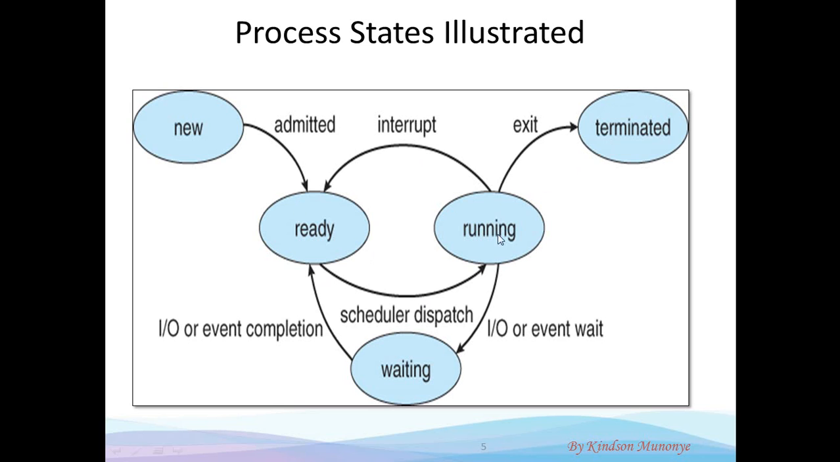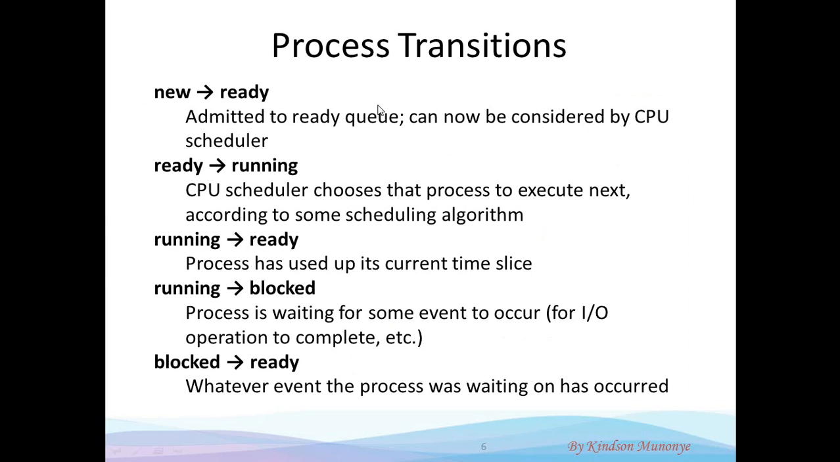If it's running, it can be interrupted and it moves to the ready state. It can also be stopped when it's waiting for an IO or an event from the keyboard or from some other input device, and it moves to the blocked state. When this IO event is satisfied, for example you were waiting for a key press and you give the key press, it moves back to the running state. So this is the illustration of the process states.